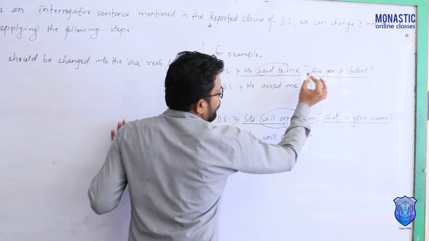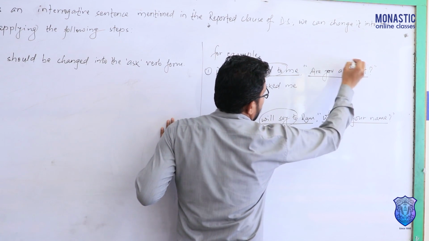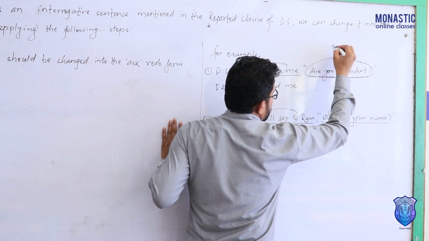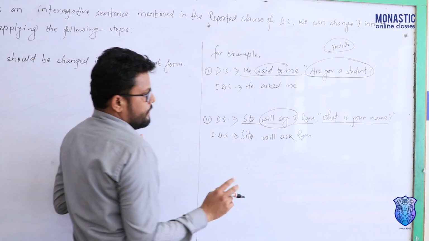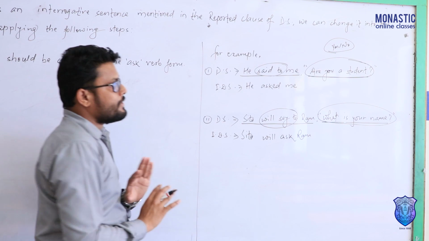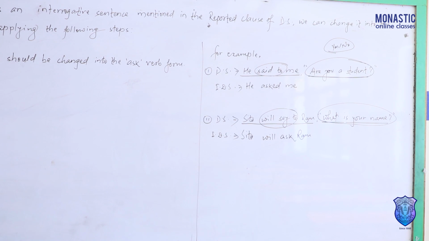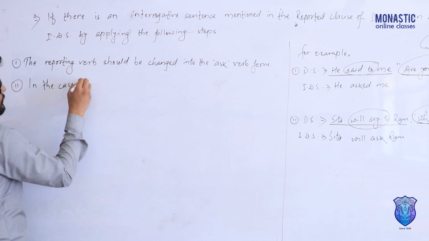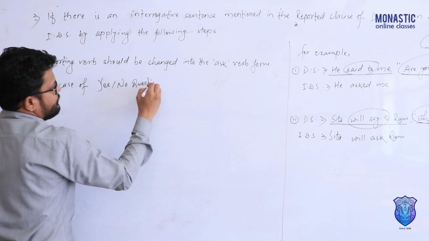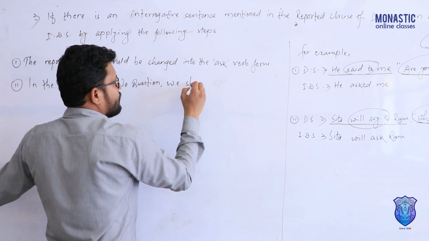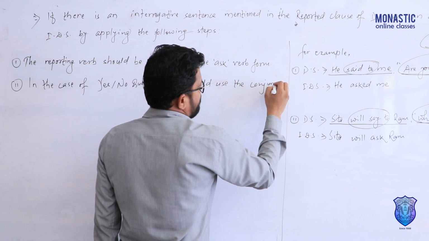Now, we have to link up the reporting clause with the reported clause. So here I want to tell you, when you find that the interrogative sentence is a yes-no question, we should use the conjunction if or whether. If it is in WH question form, we should not use any kind of conjunction to join the reporting clause with the reported clause. So in the case of yes-no question, we should use the conjunction.